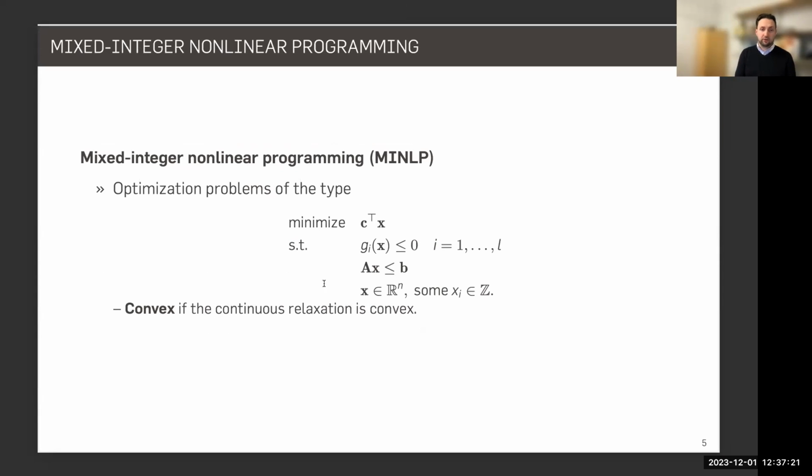Here, I'm focusing on optimization problems of the following form. We're minimizing a linear objective function. We have some nonlinear inequality constraints and some linear constraints, and some variables are restricted to integer values. Here, I will define a convex instance as a problem whose continuous relaxation is convex. This can be seen as the most general definition of convex here.